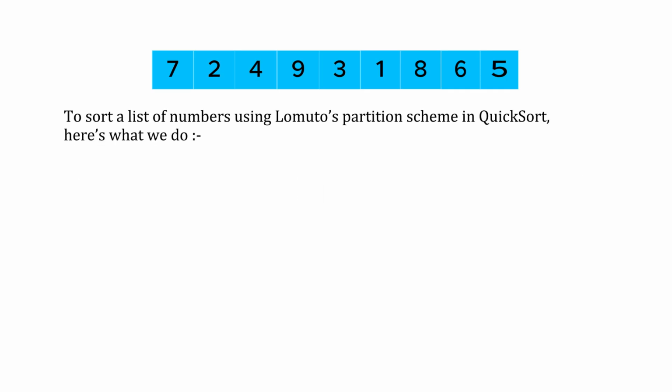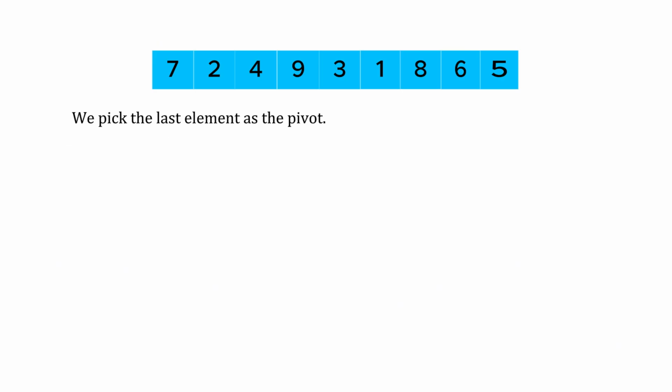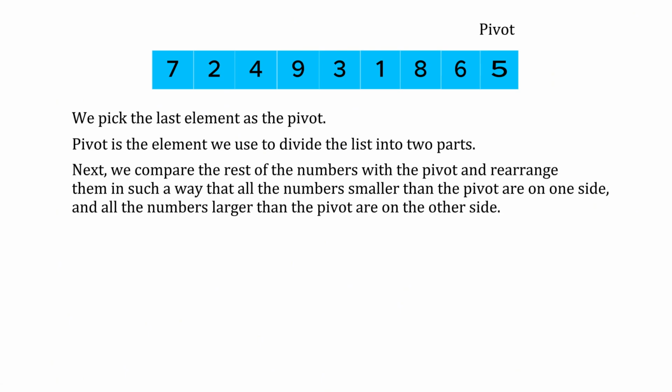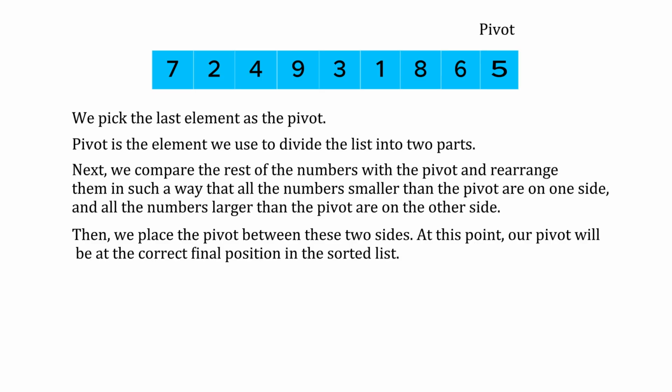To sort a list of numbers using Lomuto's partition scheme in quicksort, here's what we do. We pick the last element as the pivot. Pivot is the element we use to divide the list into two parts. Next, we compare the rest of the numbers with the pivot and rearrange them in such a way that all the numbers smaller than the pivot are on one side and all the numbers larger than the pivot are on the other side. Then we place the pivot between these two sides.